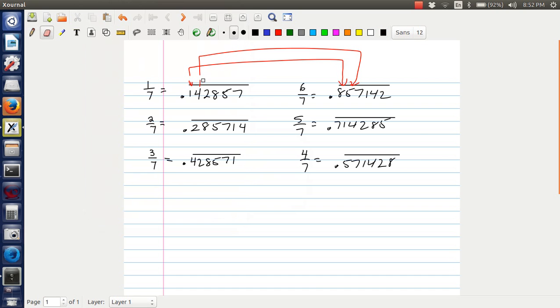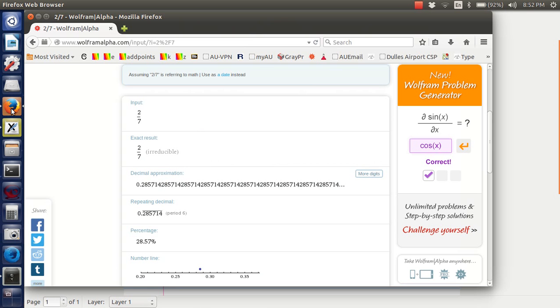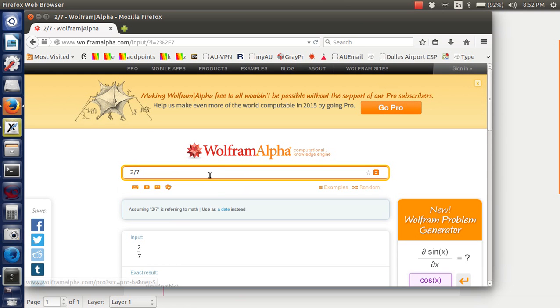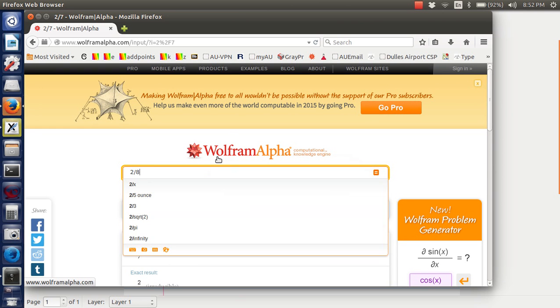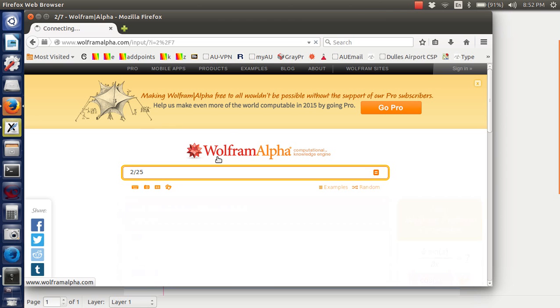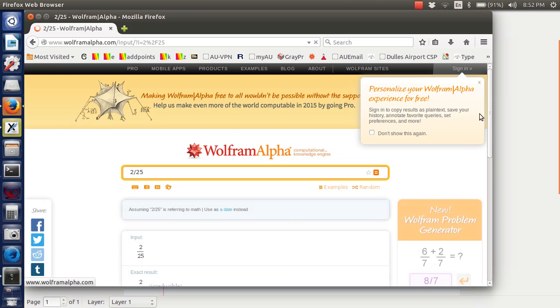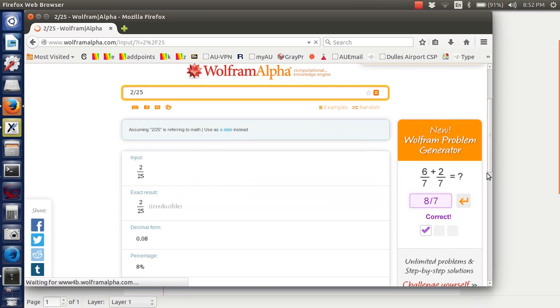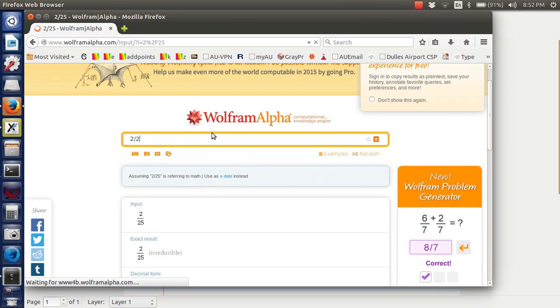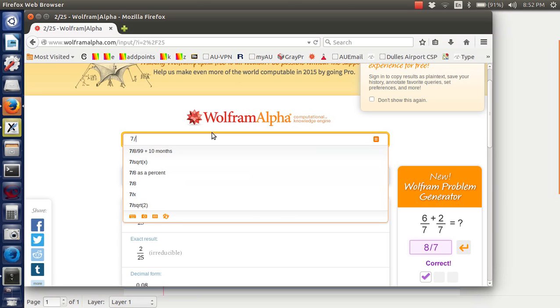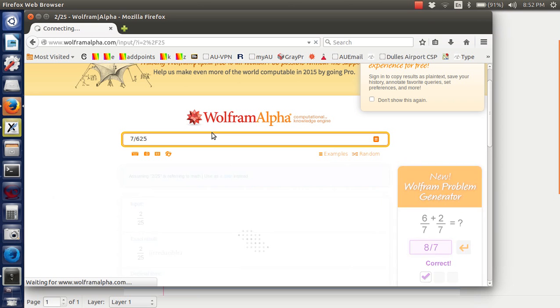Okay, so let me try to delete this stuff because it looks kind of messy. Okay, so let's go back to playing on Wolfram and try to get some more insight here about what's going on. What about if we put as a denominator 8? Or, that's boring. 2 over 25. Well, that's boring too. We actually know what's going to happen to that. That's a 0.08, no big deal. Okay, what about 7 over 625? Yeah, that's got to be exciting, right?